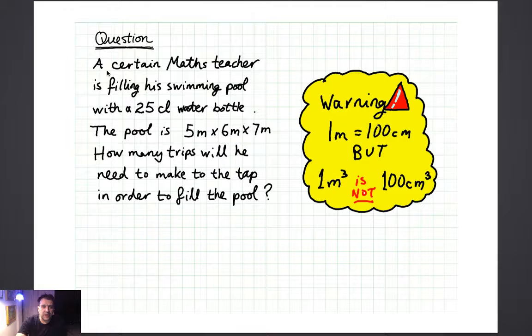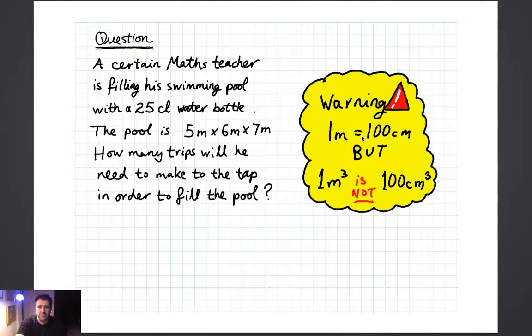So I gave a question: a certain maths teacher is filling his swimming pool with a 25 centilitre water bottle. So a whole swimming pool which is 5 meters by 6 meters by 7 meters, filling it up with 25 centilitre water bottles. How many trips will he need to make to the tap in order to fill the pool, bottle by bottle? So the problem there is a couple of things, the different units that it's expressed in, meters for the dimensions of the pool, but centilitres for the bottle.